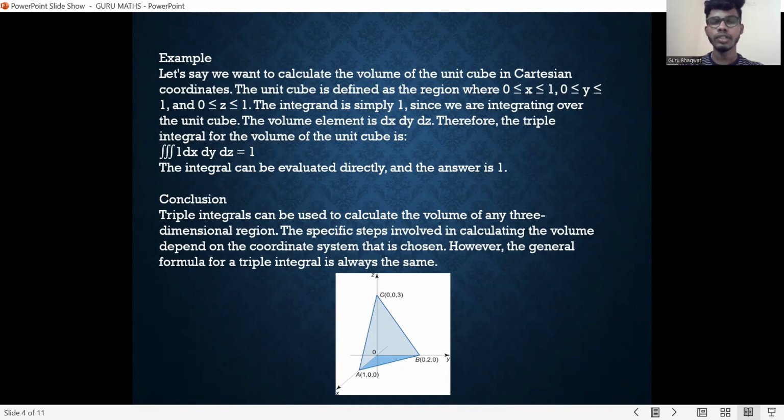The final conclusion for this example is that triple integrals can be used to calculate the volume of any three-dimensional region. The specific steps involved in calculating volume depend on the coordinate system we have chosen. However, the general formula of the triple integral is always the same, because we have to find dx dy dz according to the x, y, z coordinates, that is Cartesian coordinates. So choosing the coordinate system and defining the conditions is very important in this problem.